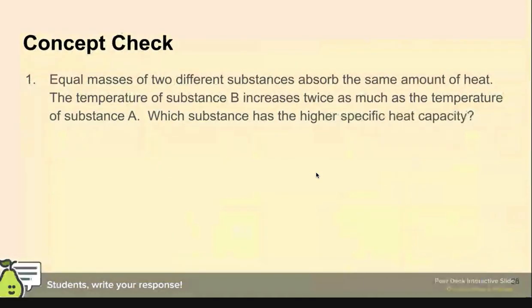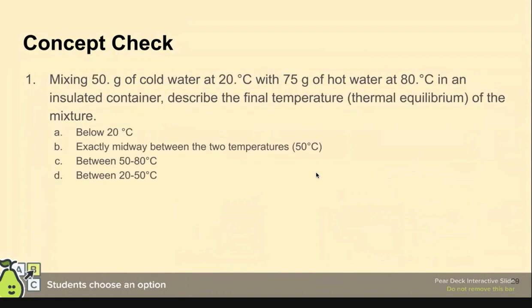Alright, so if equal masses of 2 substances are given the same amount of heat to absorb, and the temperature of B is suddenly a lot higher than the temperature of A, which one has the higher specific heat capacity? You can also look at this. Again, these are on the exit ticket. Feel free to pull that up and do them now.